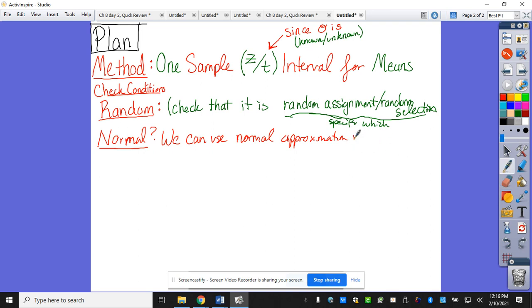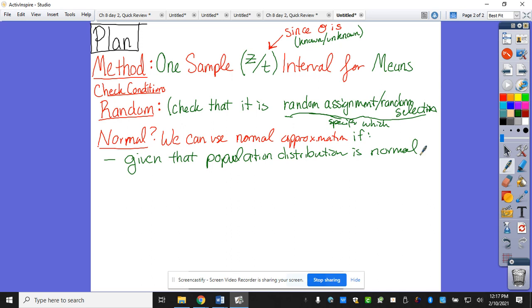So I'm saying that if it's one of our options, what's our first way to see if it's normal? What's our easiest way if I'm dealing with means? And if it's given, what is normal? So given that the population distribution is normal. What's our other way?